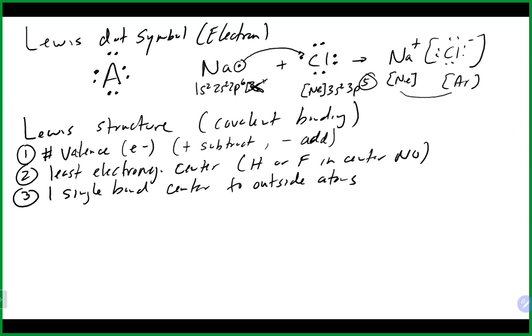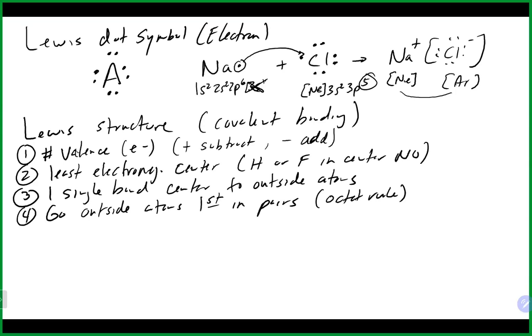And that's going to use up a total number of electrons. Whatever electrons you have left go on the outside first, in pairs, until everybody has met the octet rule, which is the important rule of bonding, which means everybody wants 8 electrons around it, basically.